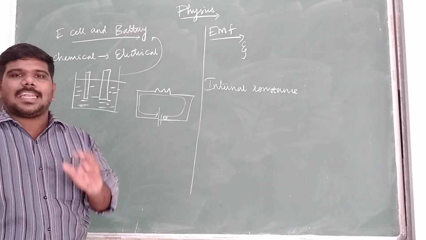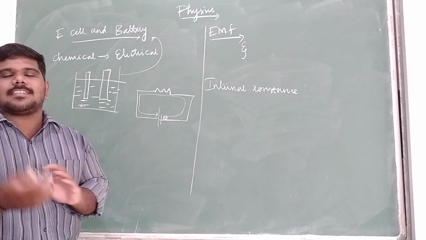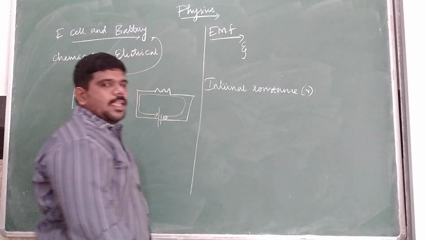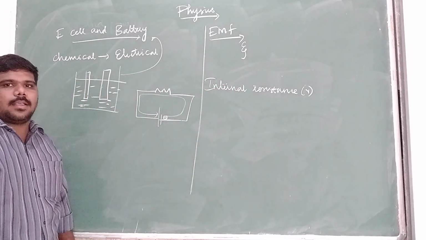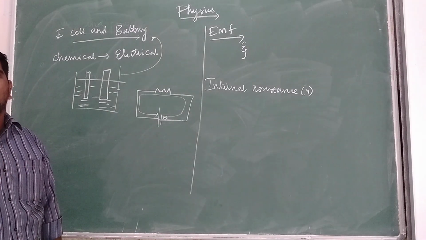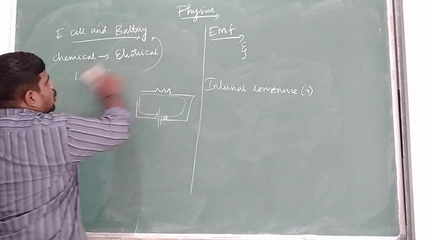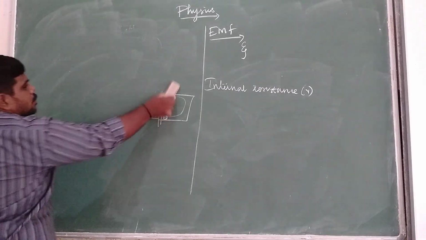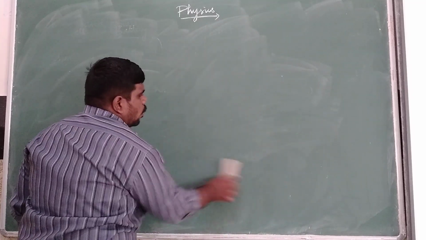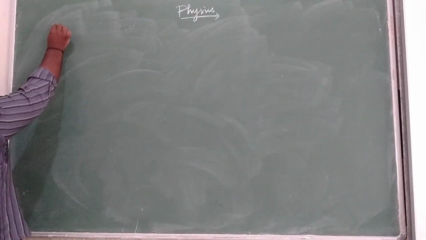What is the EMF of a cell? The EMF of a battery or a cell is the voltage provided by the battery when no current flows in the external circuit. The EMF determines the amount of work a battery or a cell has to do in moving a charge through the circuit. That's called the EMF. With zero internal resistance, the potential difference across the cell is equal to the EMF.